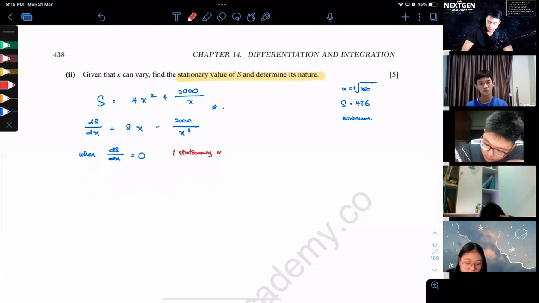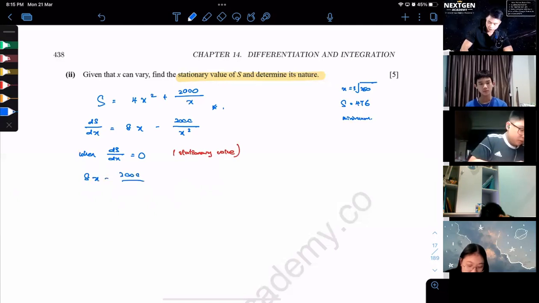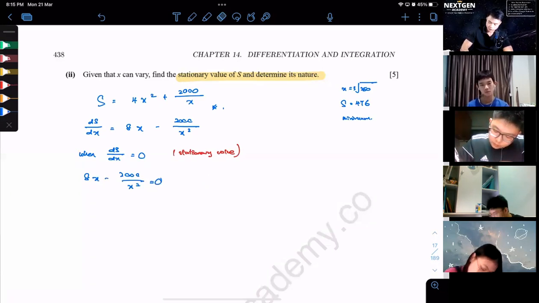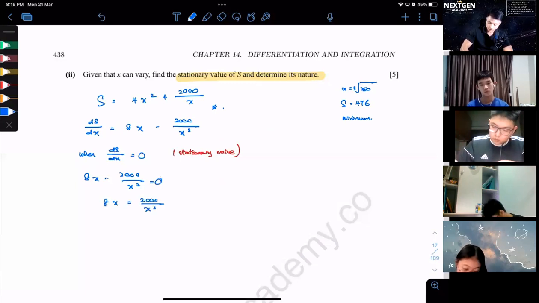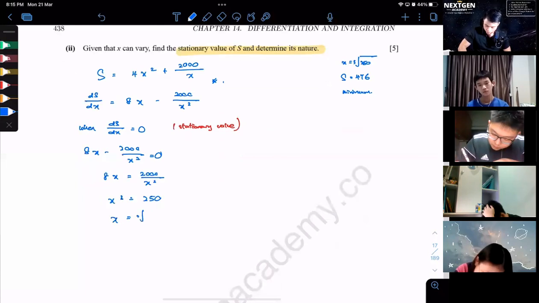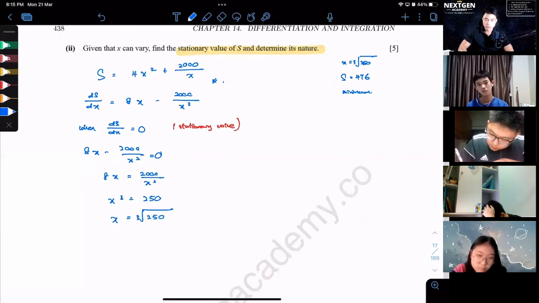This is for stationary value. So 8x minus 2000 over x squared equals to 0. I multiply the whole thing by x squared. No, actually don't need. I can move to the other side. 8x equals to 2000 over x squared. X cubed equals to 2000 divided by 8, which is 250. Where x is cube root 250. You can write it in decimal also, but I just leave it like this because nice number.